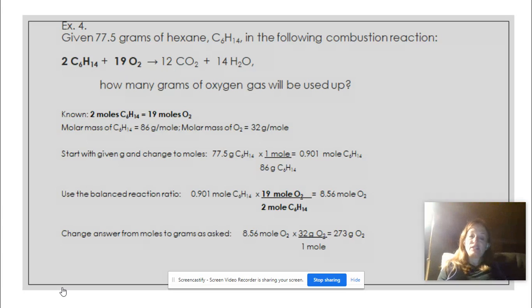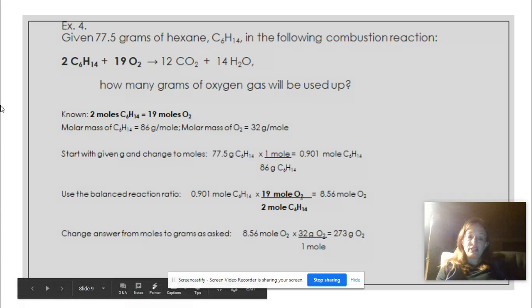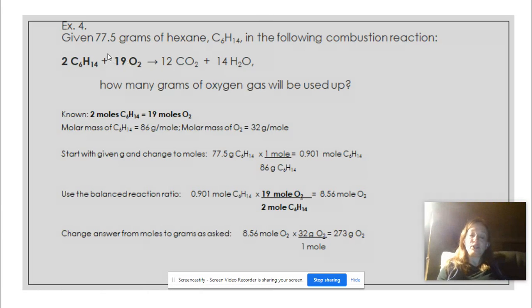I have 77.5 grams of hexane, C6H14, in the following combustion reaction. Notice we produce some CO2 and water, but we really don't care about that in this one. We just want to know how much oxygen we use up. Which, by the way, for every 2 moles of hexane, we use up 19 moles of oxygen. That's a lot of oxygen that's taken out of the air by burning these fossil fuels. The question is how many grams of oxygen gas will be used up.